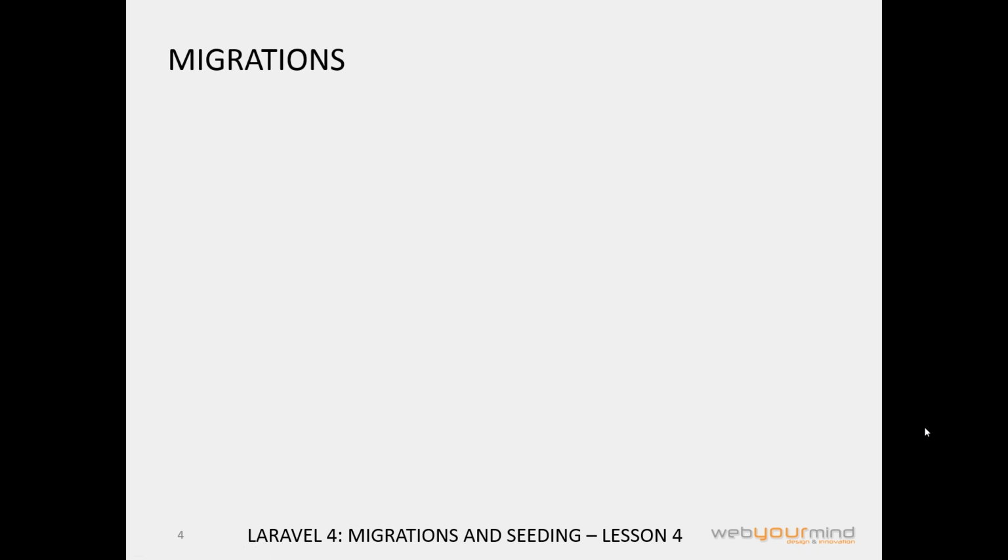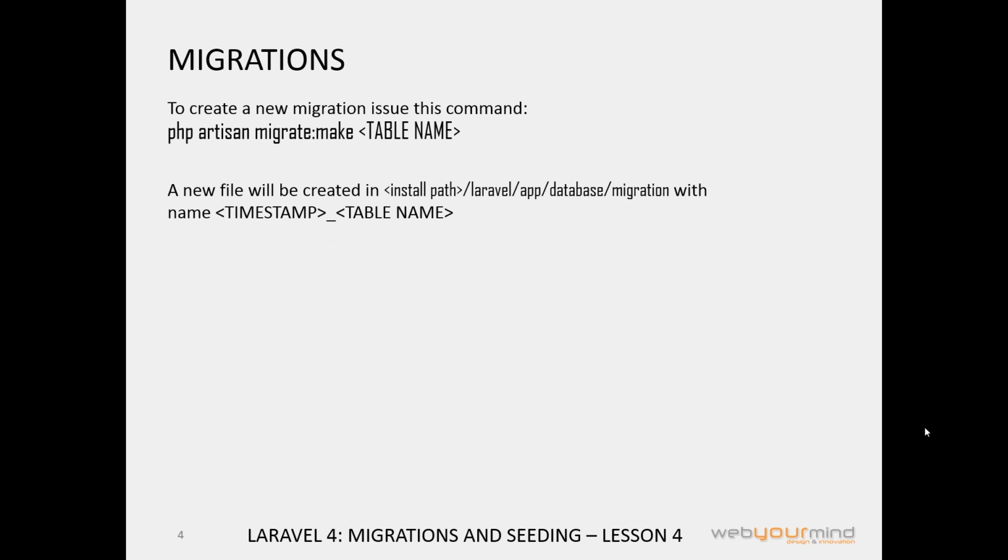Let's take a look at the command line to create the migration, because we are going to write some code in a while. To create a new migration, we will use the command php artisan migrate:make, followed by the table name we want to create. The output is a new file, as you can see in the slide, created in the default directory we've seen before, app/database/migration, and the file name is the table name followed by a timestamp. The timestamp is used by artisan to run migrations in the right order.